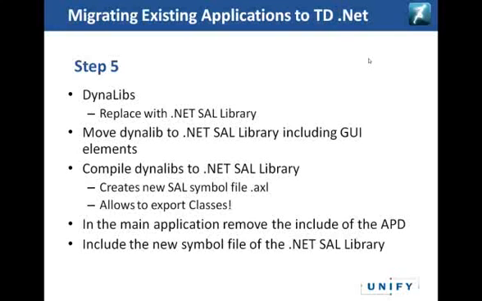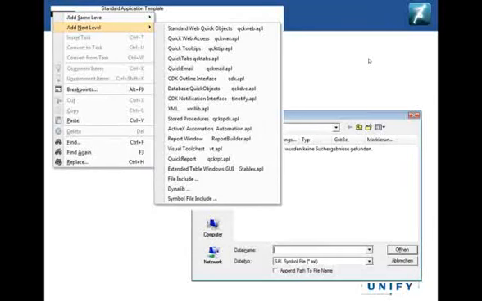New in .NET SAL libraries is that it allows you to export classes. You know that we are using the exported pragma to export things that need to be able to be called from the main application, and you now can also export classes. And this is how that looks in the TD IDE. If you go on File Include, there's the last menu item in the middle, Symbol File Include. If you do that, then a File Open dialog will open with the .axl extension preset, so you can include .NET SAL libraries. So that should be very easy, really.